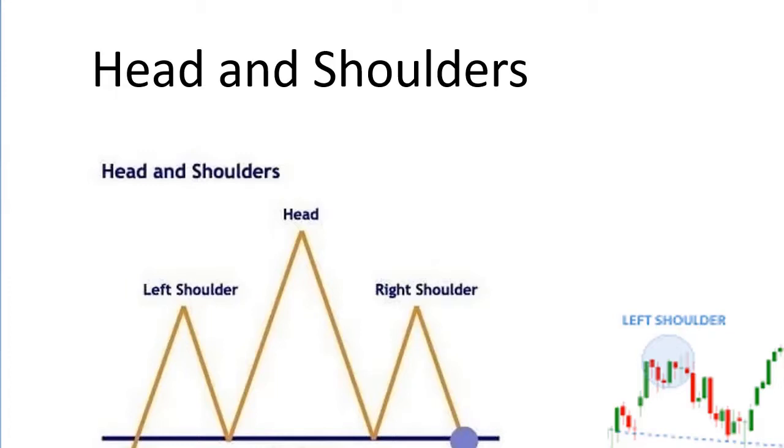While the first and third typically need to be lower than the head, it's not really required that they're the same height. The stats and the patterns to the left right here show that the performance is similar. You can see here is similar to here. It doesn't necessarily have to be that, but it is ideal. And, of course, this right here is a neckline.